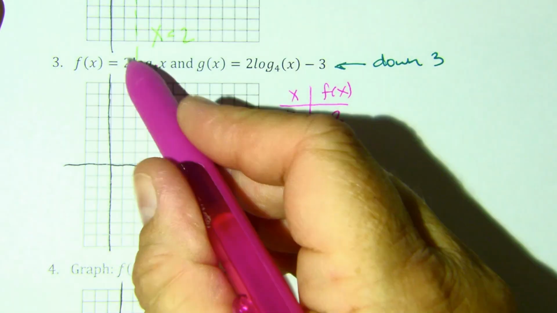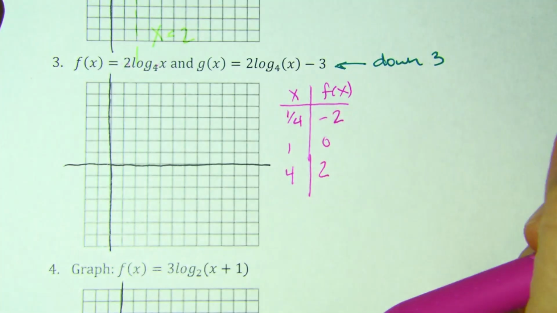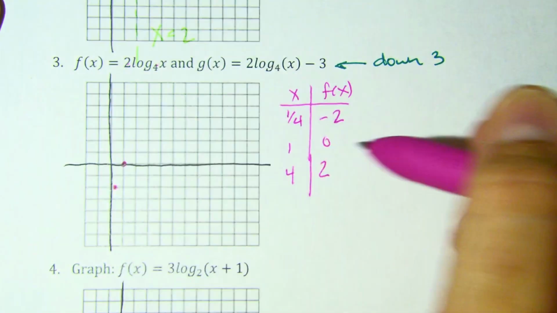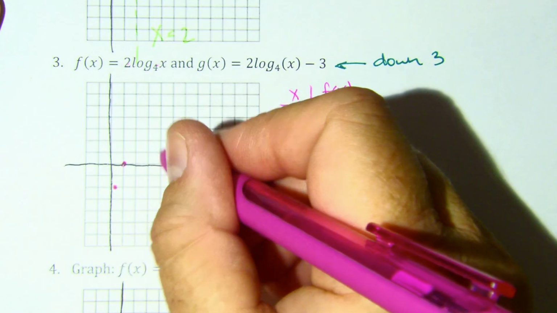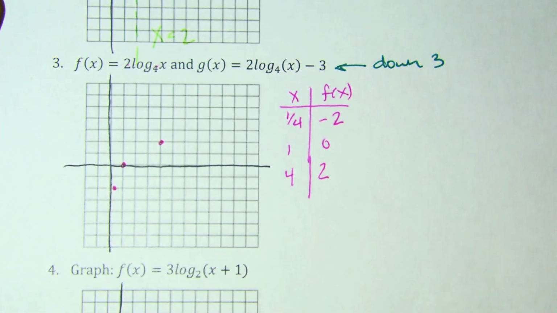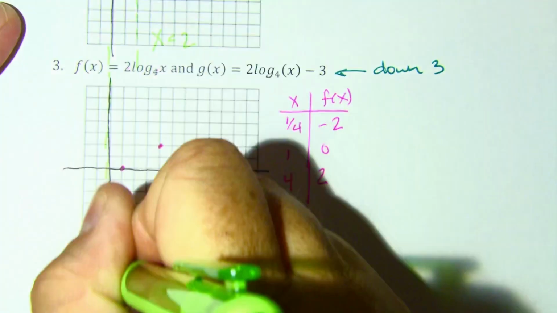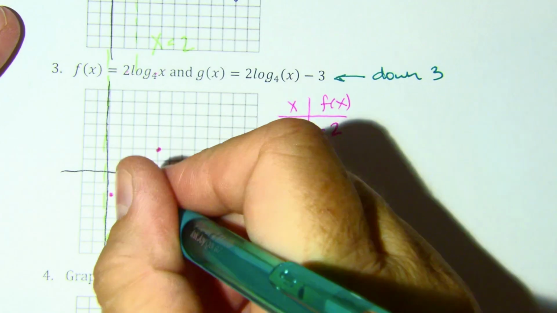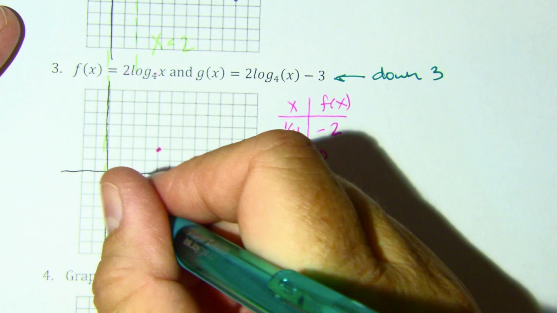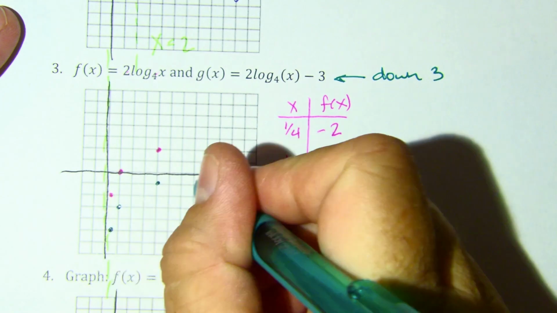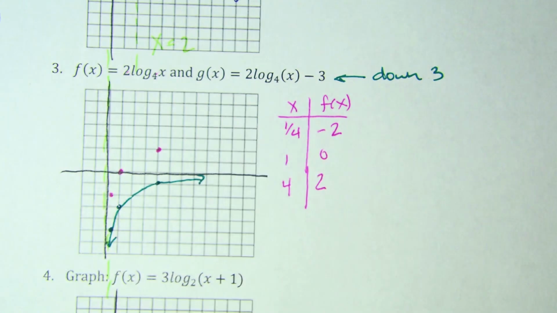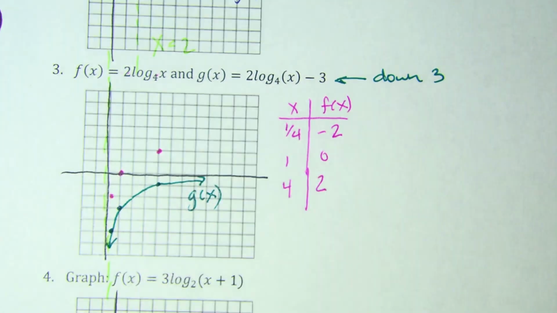So that factor of 2 multiplies our outputs by 2. So 1/4 and negative 2, 1, 0, and then 4, 2. And then this minus 3 on the end moves it down 3, which does not change my vertical asymptote. It's still at the y-axis. But all of these points are moving down 3. Okay, and that is g of x.